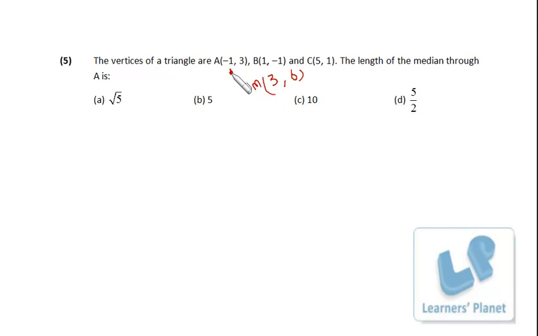So you have to find out this length. So using the distance formula, you can easily do it. 3 minus 1, that is 2... 4 square, that is 16, plus 9, that is 25. So the square root of that will be 5. So very simply you can do it, right? No need to draw any diagram.